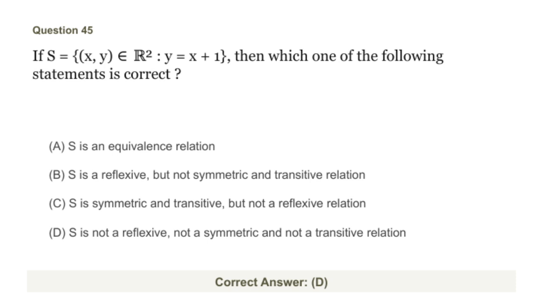Finally, option D states that S is not reflexive, not symmetric, and not transitive. Given our analysis, this appears to be the accurate description. The set S, representing the line y equals x plus 1, doesn't satisfy any of the three properties needed for relations like reflexivity, symmetry, or transitivity. Therefore, the correct answer is option D.